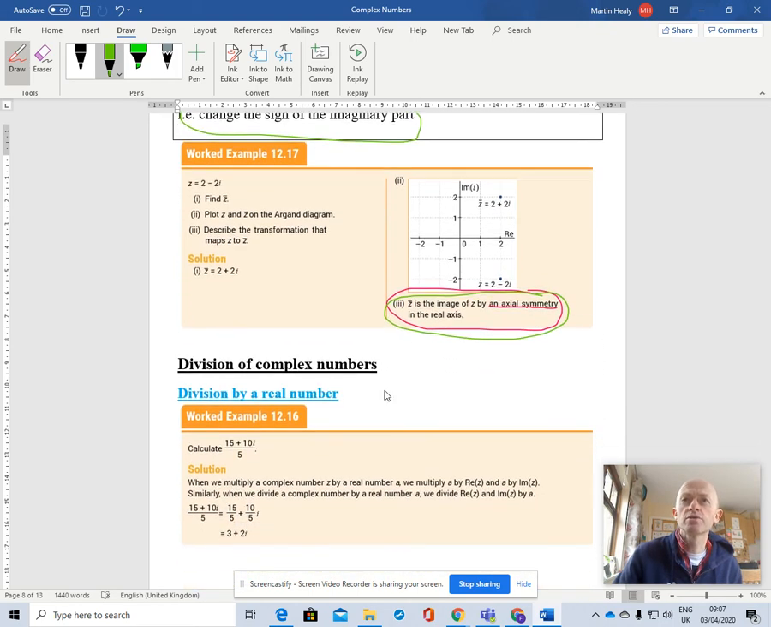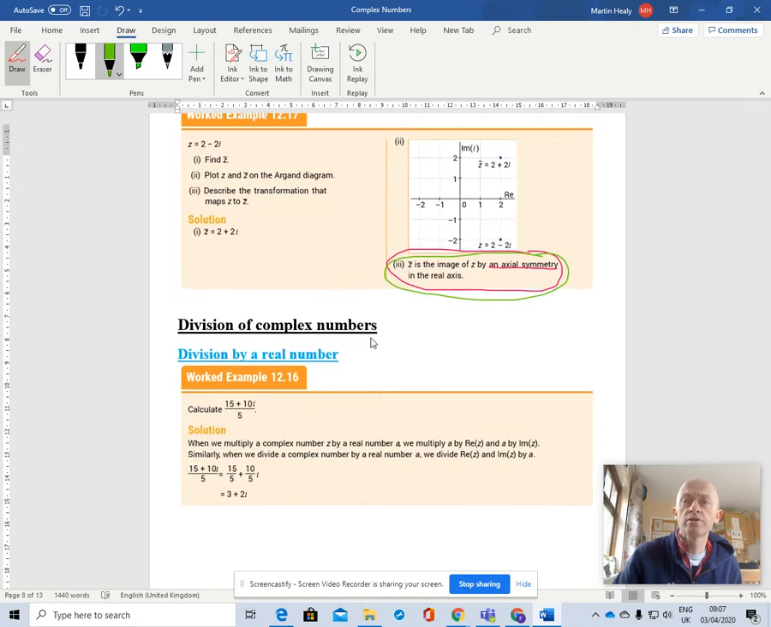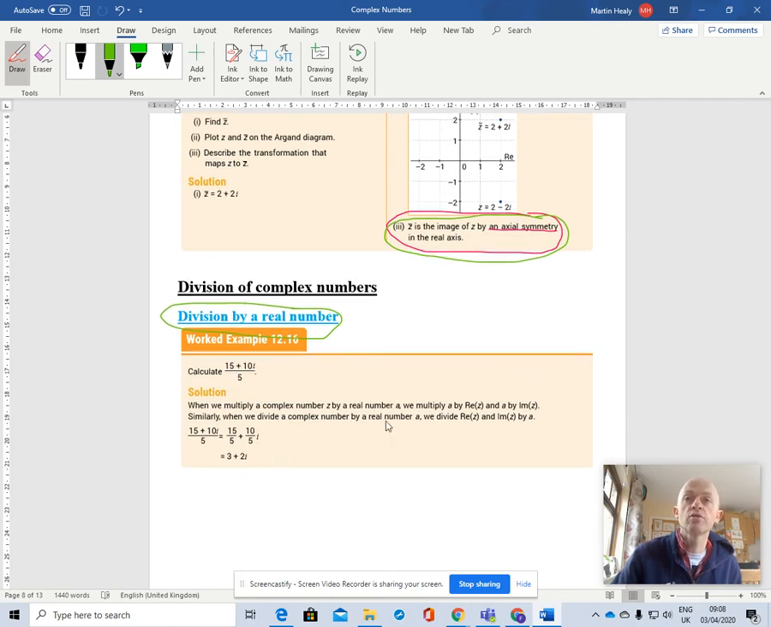Now, conjugate is introduced here because we're going to use it for division, and I'll show you in a couple of seconds. First of all, division by a real number. Fairly straightforward. What you do is you divide both the real and the imaginary part by the real number you're dividing by. So in this case, we're dividing by 5. So 5 into 15 is 3, 5 into 10 is 2, so you end up with 3 plus 2i.